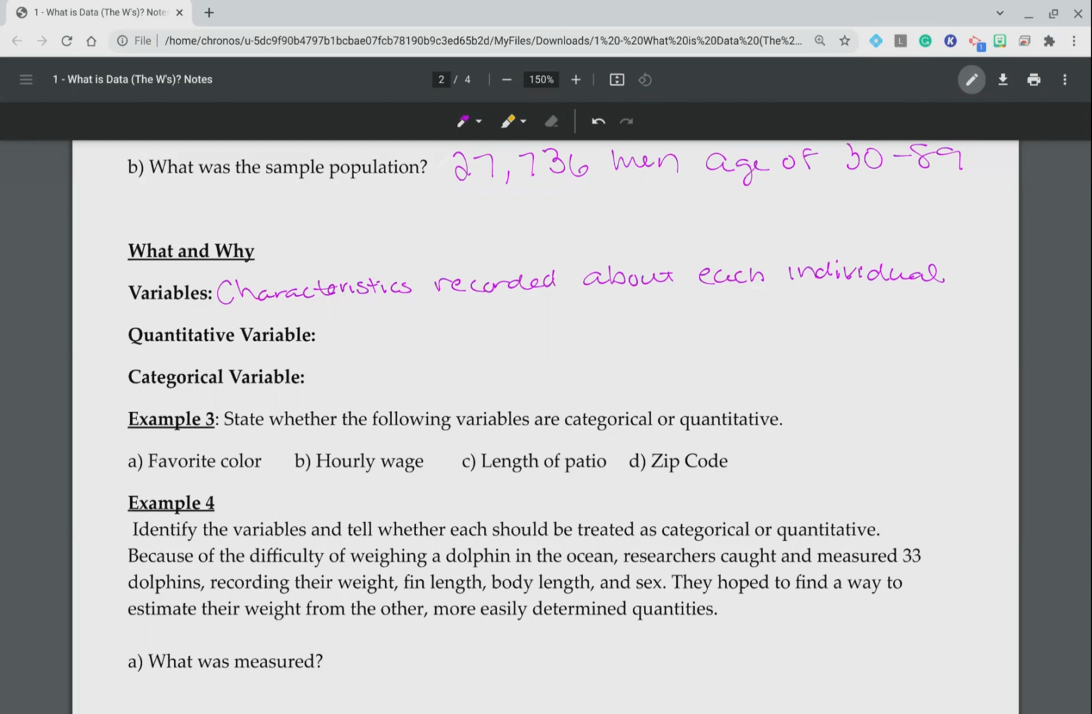Okay, there are two different kinds of variables. A quantitative variable is measurable, with units, and that's super important. So something like 16 inches, inches is your units. 58 degrees, degrees is your units, okay? But then we can also have a categorical variable, and that's a variable that is a name, category, or label.